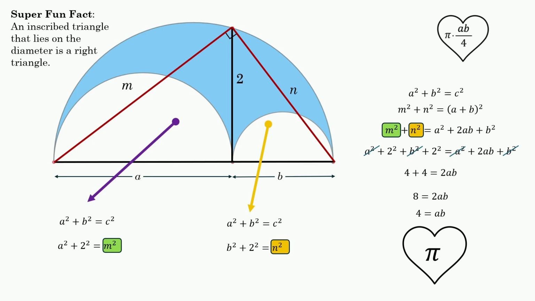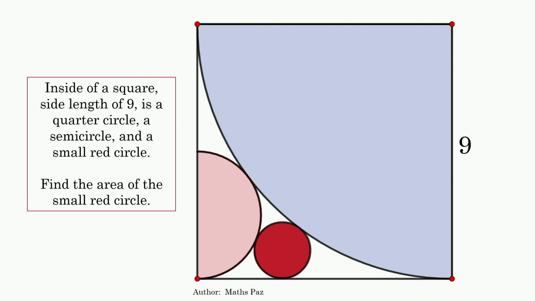Now, there's another one. This one here. YouTube channel Math Paz or Paz, I'm not really sure. He has a really cool video on this one right here. He has his kid help share some of the mathematical ideas, which I think is kind of a neat thing. I went ahead and recreated the picture, but I'll let you watch his video on how to solve it. We've got a square with a side of 9, a quarter circle inside of it, a semicircle over here, and this little red circle. You have to find the area of that little red circle right there.